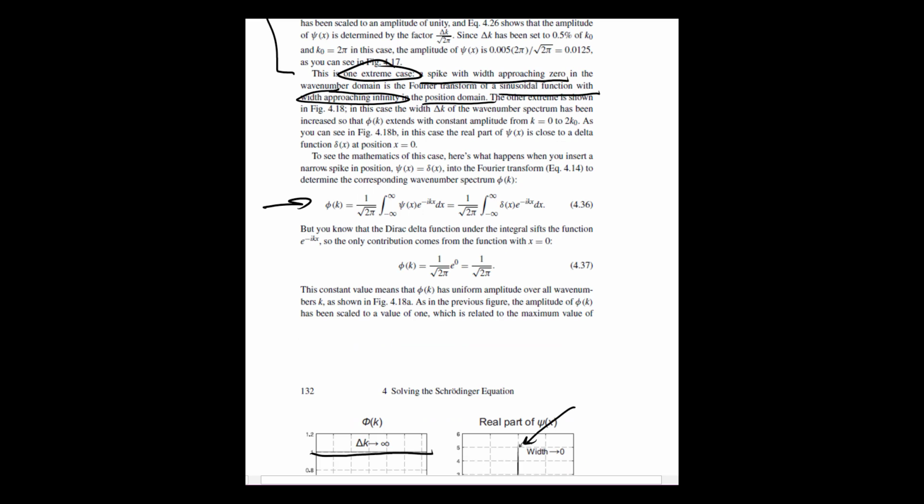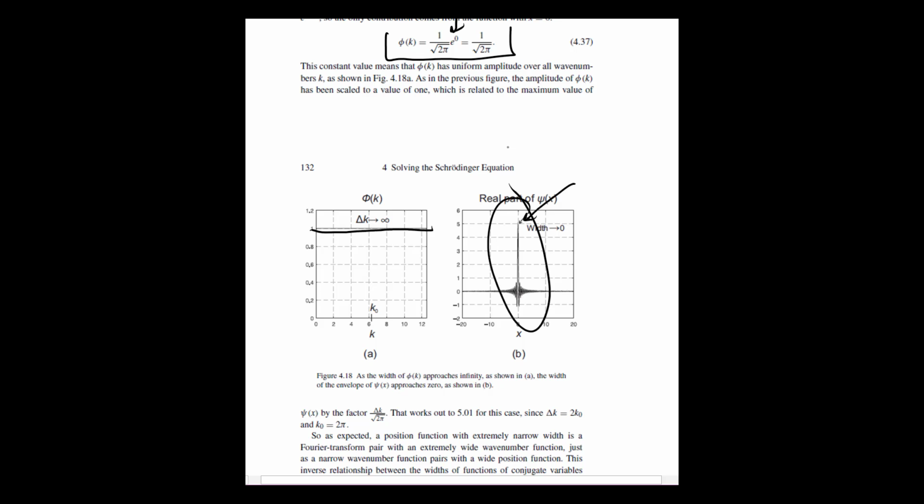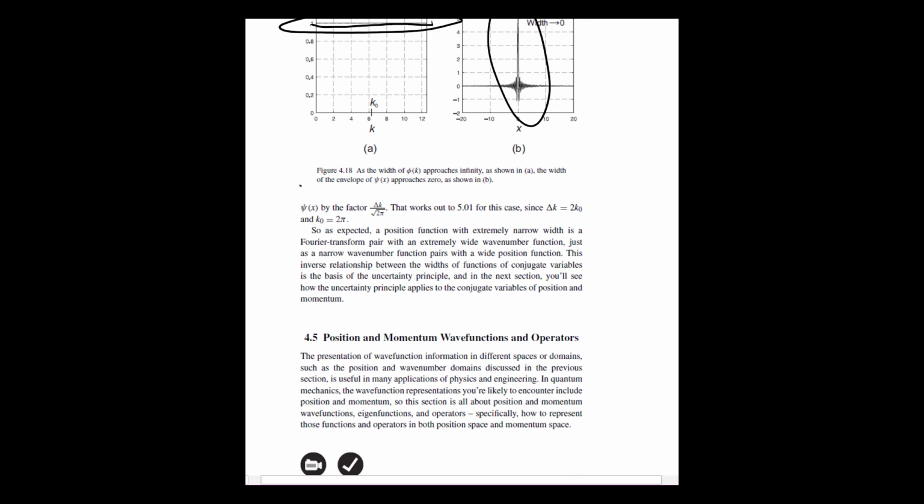Here's how that math looks. We put in, for psi of x, a delta function of x. That's shown here. And you know what this delta function under an integral does. It finds the value of the function at x equals 0. So that comes out of the integral as e to the 0, which is just 1. So phi of k is a constant. Infinitely narrow in position space, infinitely wide in wave number space. And once again, a little explanation of how the amplitudes work out here.